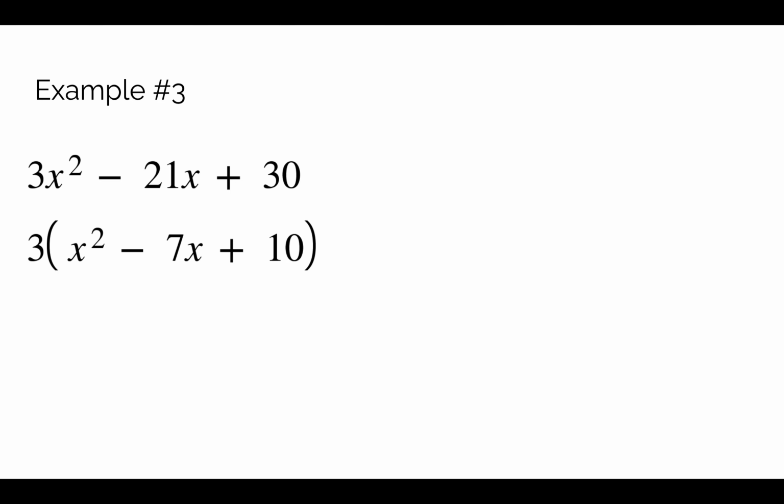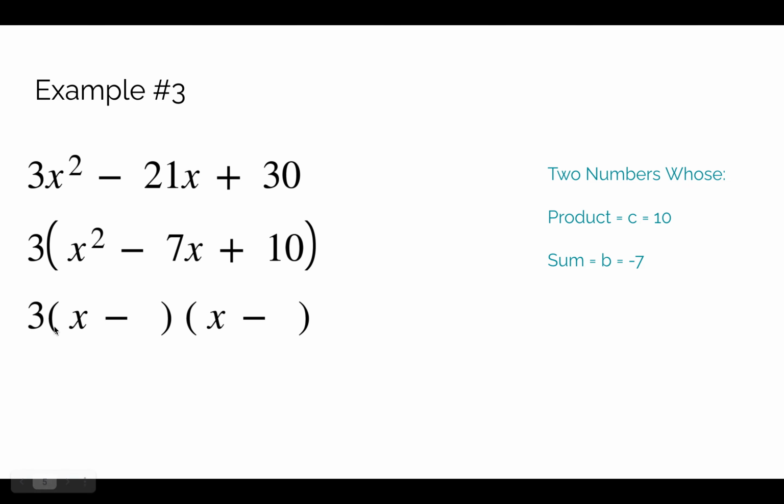Now we need to find two numbers whose product is equal to 10 and whose sum is equal to negative 7. Before that, let's determine the signs in the two brackets. We need to find two numbers that when you multiply together give you a positive result, but when you add them together give you a negative result. And that can only work when the two signs are negative. So we know that the factored form will look like this: 3 times x minus a number times x minus another number.